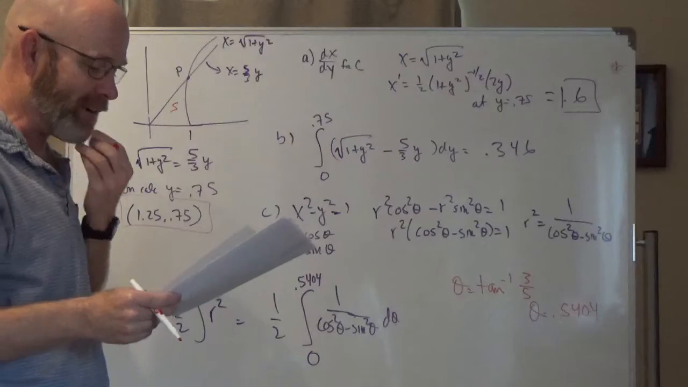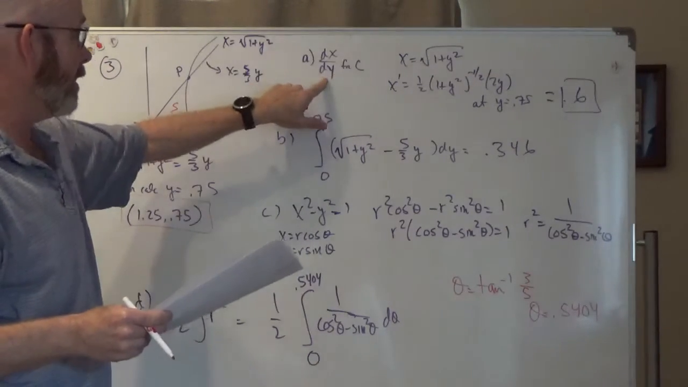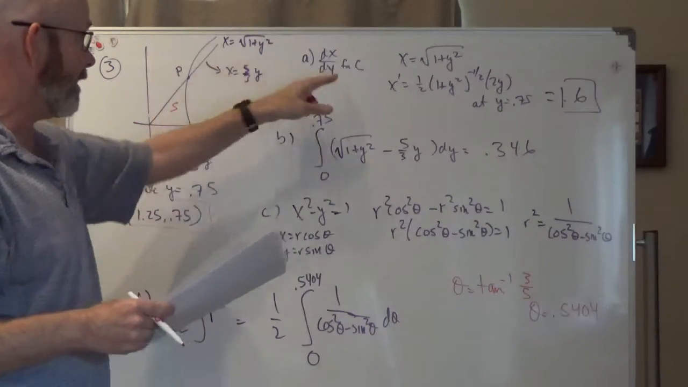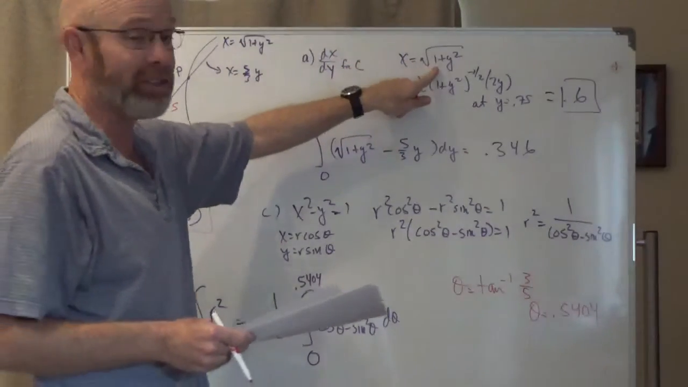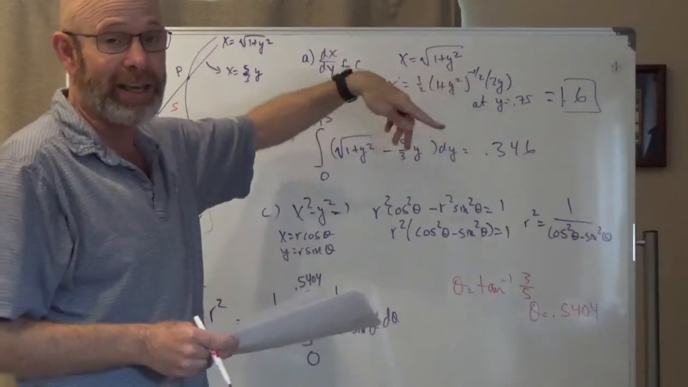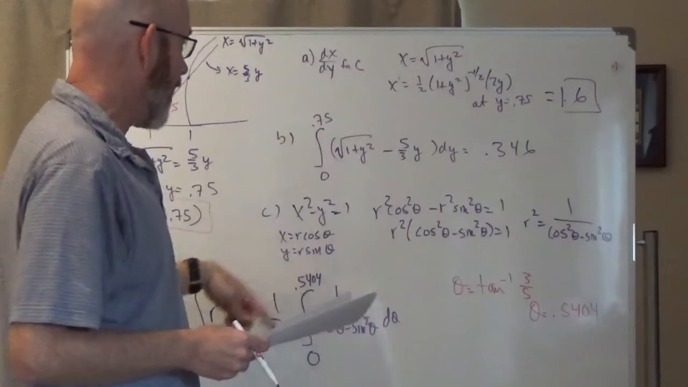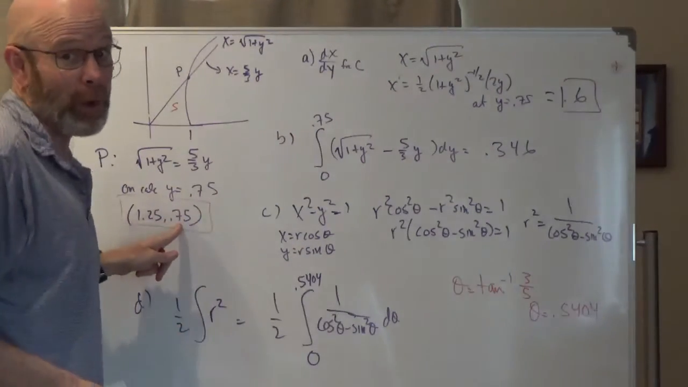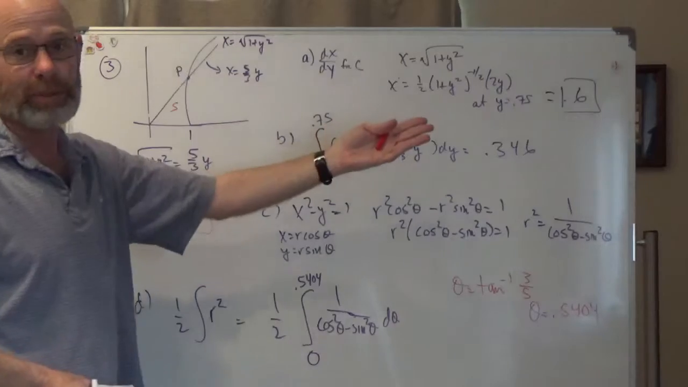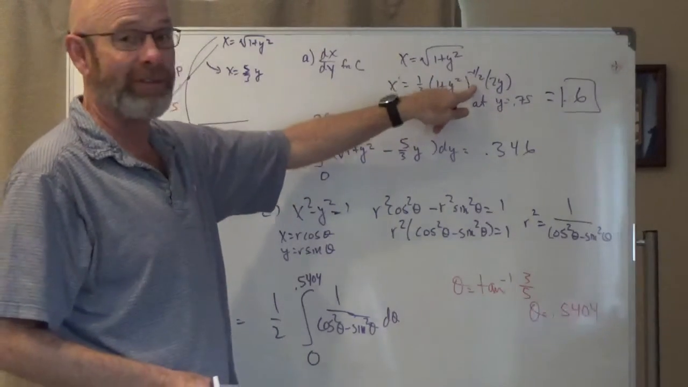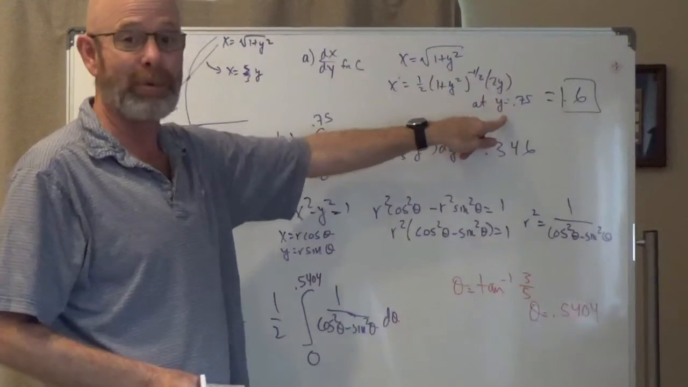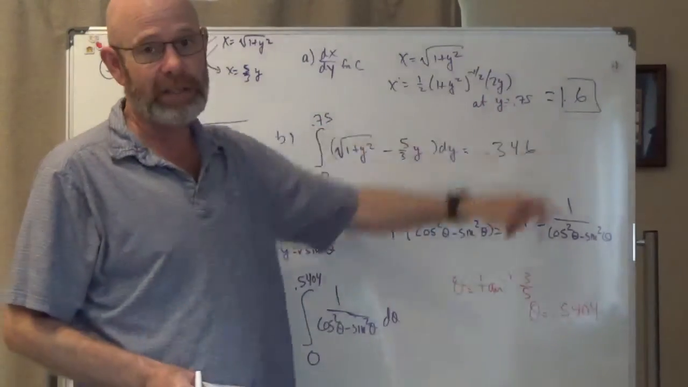Next question said find the value of dx dy for this curve at that point. So I just took the derivative. By the way, you could do this on your calculator. You could just put this in your calculator, call it an x, and say find the derivative at x equals, which would actually be y, in this case 0.75. But it was pretty simple, so I just did it. Took the derivative, 1/2, times 1 plus y squared, to the negative 1/2 times 2y, and then I plugged in the 0.75. So I got a slope of 0.6.